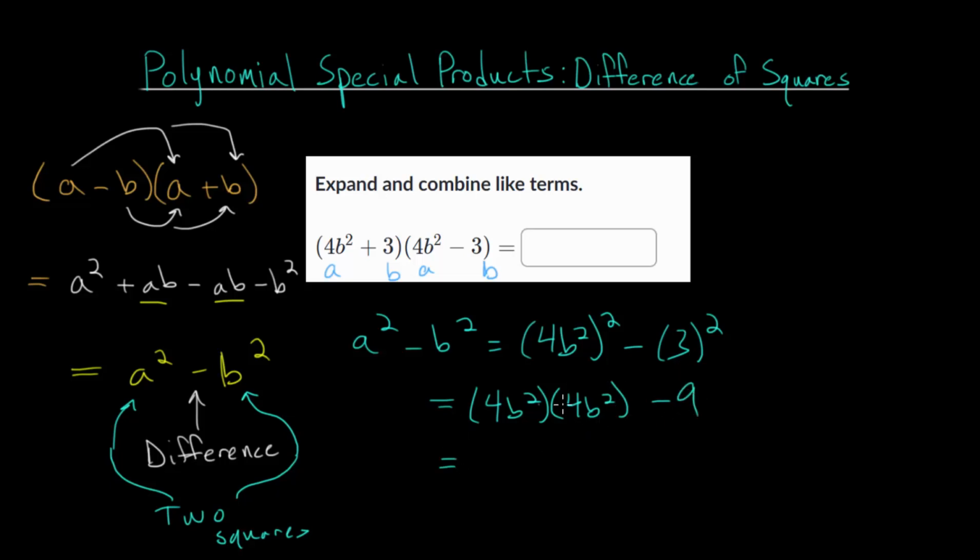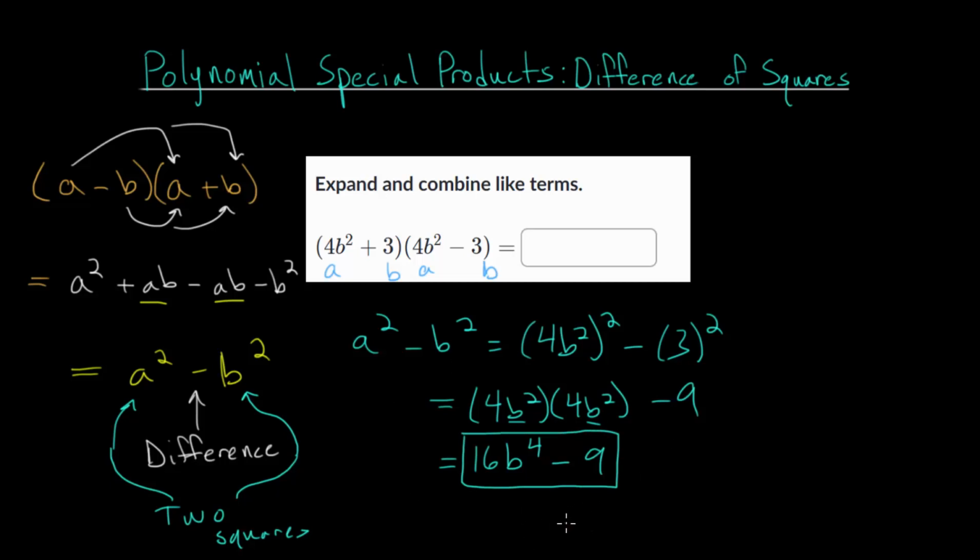Now multiplying monomials here, we can multiply the numbers. So 4 times 4 is 16. b squared times b squared is b to the 4th, since they have the same base, so we can just add the exponents. Or you can just think it through. We have two b's multiplied together, since this is really just b times b. And then we have two more b's here, and so in total we have 4 b's multiplied together. So our final answer should be 16b to the 4th minus 9.